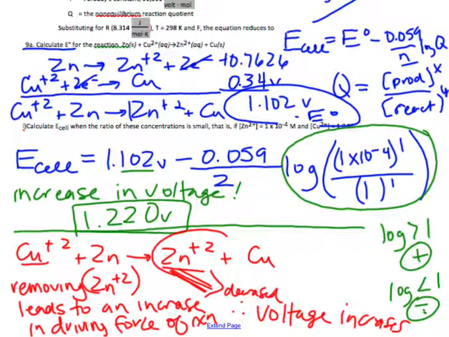So if you're asked to predict, I will accept this as a prediction, or I will accept using the Nernst equation and saying, hey, log of a number that's greater than 1 is positive, log of a number that's less than 1 is negative, whichever. I'll accept either. Got it? Questions?